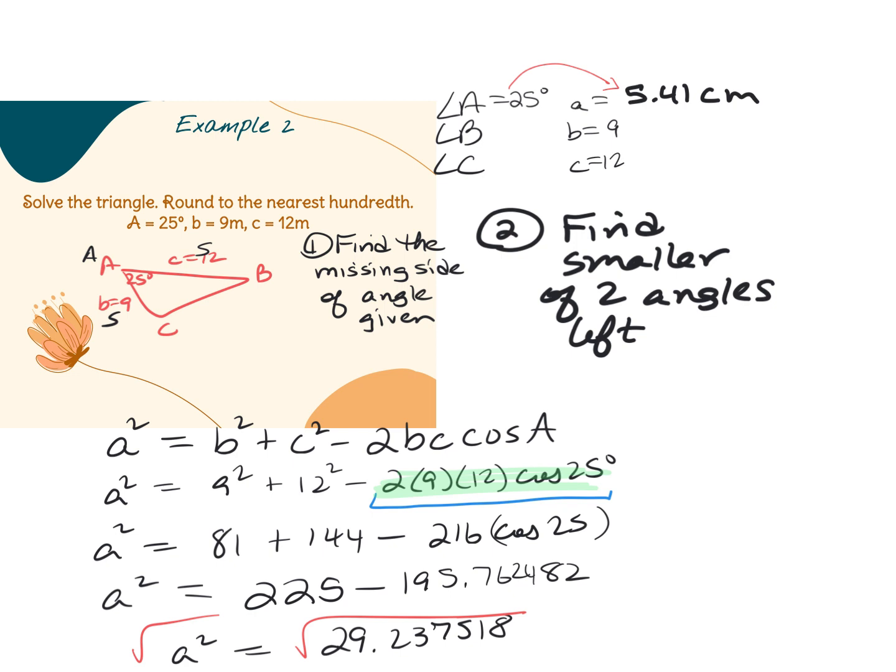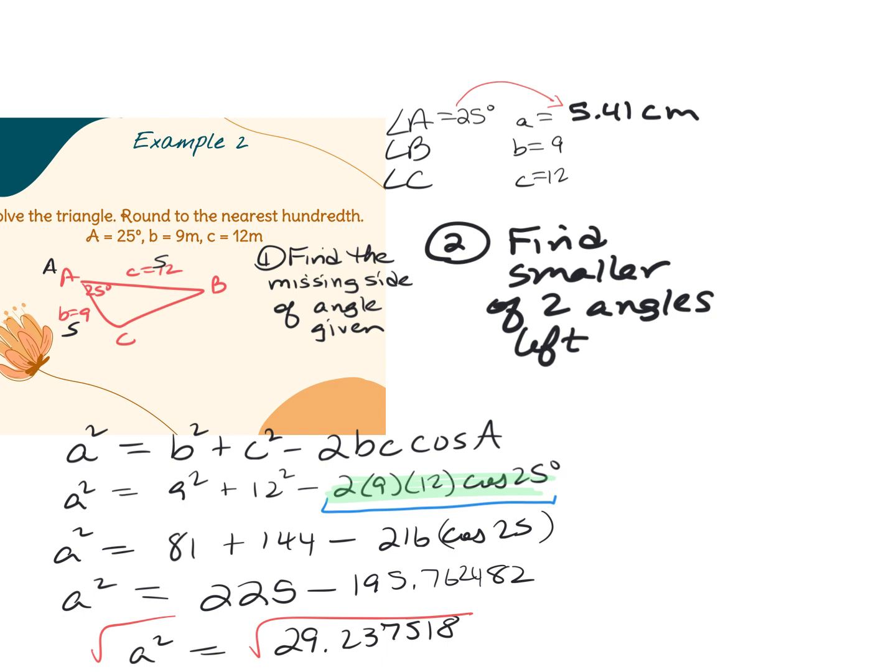In this case, I look at my sides and I can see that the next angle that I need to find is going to be angle B, because if I look at my sides B and C, 9 is smaller than 12 of the given. Then step 3, I'm just going to use my triangle sum after I find that second angle.